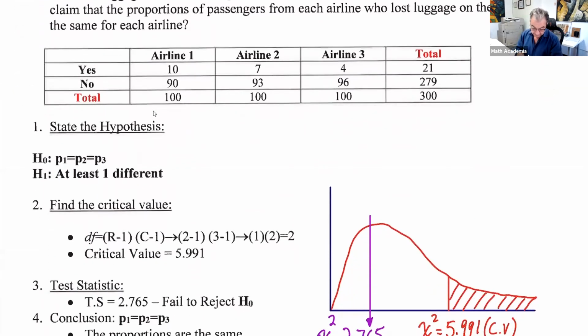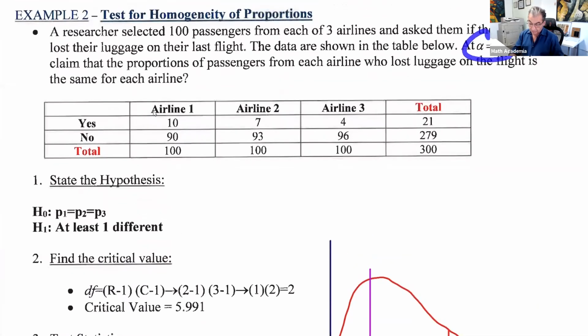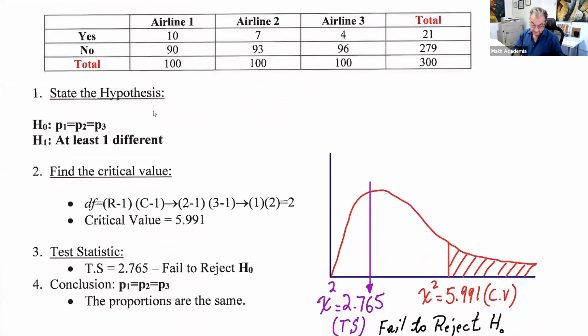Critical values, degrees of freedom: number of rows, we have 2 rows, times number of columns, 1, 2, 3, we have 3 columns. So 2 minus 1 times 3 minus 1, and again 2. You go to the chi-square table, and I think by now you know that. So here you look for alpha equals 0.05 and degrees of freedom 2, and if you do that, you should see 5.991.